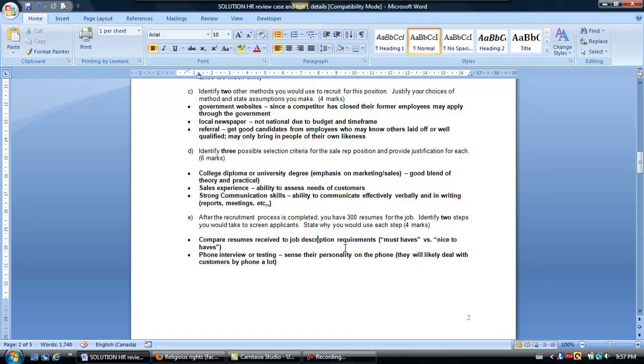The other thing you might do to screen the applicants is maybe conduct a telephone interview or some kind of personality testing, just to sense what their personality is like on the phone. And again, you might do the personality assessment through personality testing as well, right? The reason why you might want to do a phone interview too is because, don't forget, a lot of these sales reps would be communicating with their customers by phone, not just by email, right?